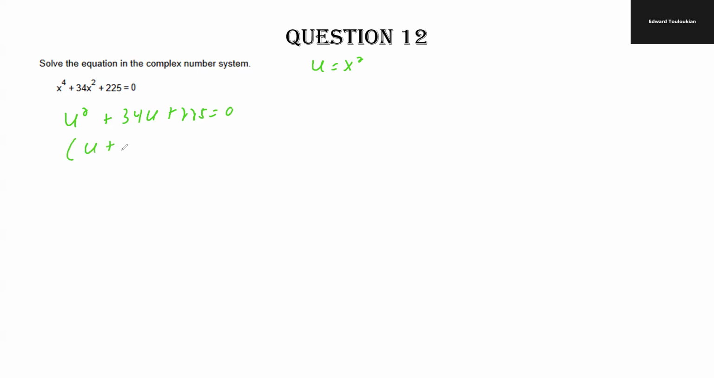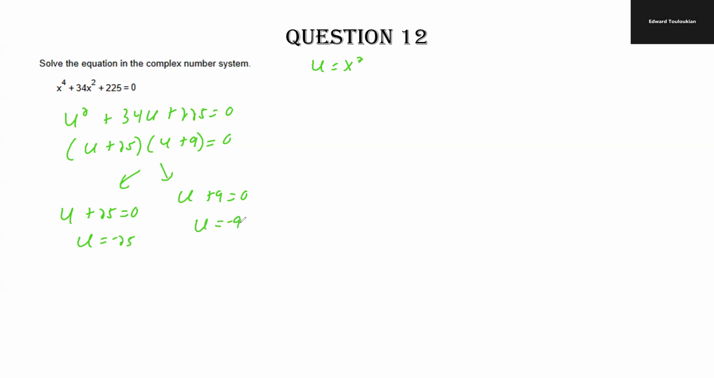It's u plus 25 times u plus 9. 25 times 9 is 225. 9 plus 25 is 34. So now I can use my zero product property to solve this. U plus 25 equals 0. U plus 9 equals 0. So u equals negative 25 and u equals negative 9.